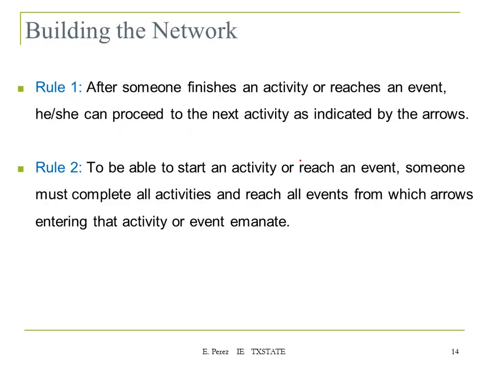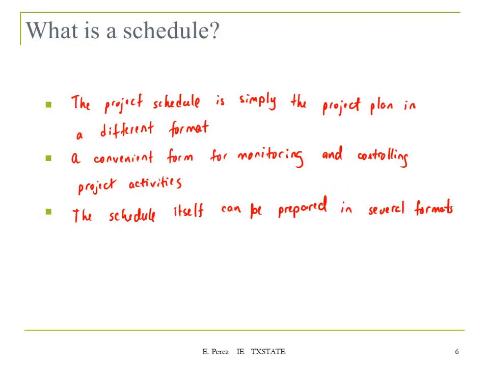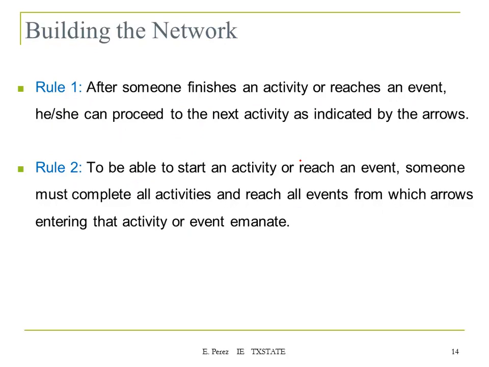But before we build a network, there are two rules. Rule number one: after someone finishes an activity or reaches an event, he or she can proceed to the next activity as indicated by the arrows. So if you are coming to a node, the node is going to have a couple of arrows coming out of the node. Then those are the only paths that you can take, the ones that are defined by those arrows.